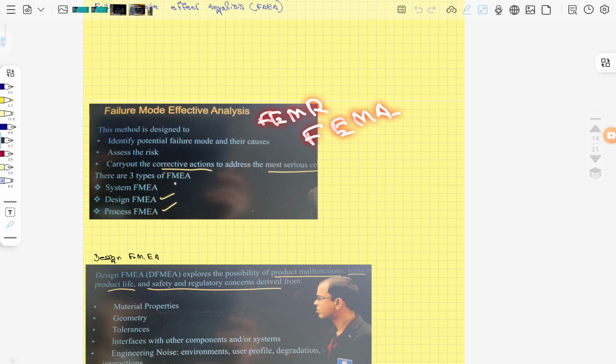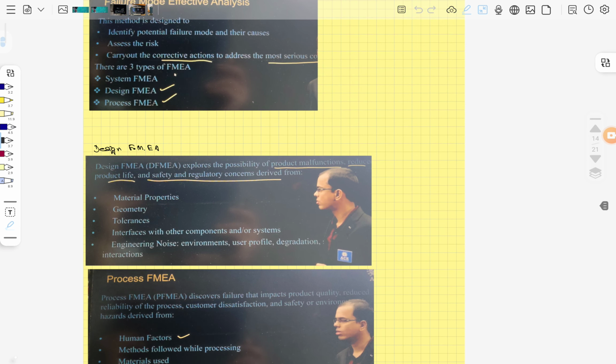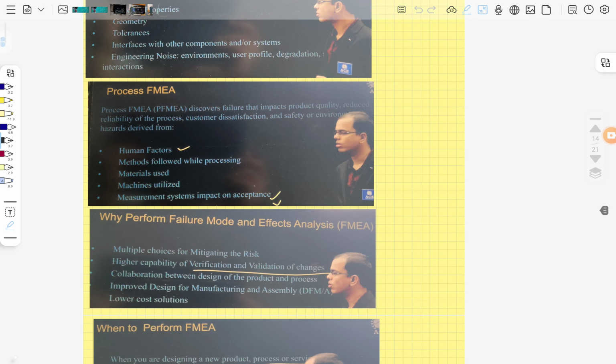FMEA, that is failure mode and effects analysis. Assess the risks and carry out the work: system FMEA, design FMEA, etc. Design FMEA covers the possibility of manufacturing, process, safety and regulatory concerns from material properties, geometry, tolerance, interference, engineering noise. Process FMEA is to discover the failure impact on product quality, reduced reliability, customer dissatisfaction, and safety, environment, human factor, and method to follow the process.